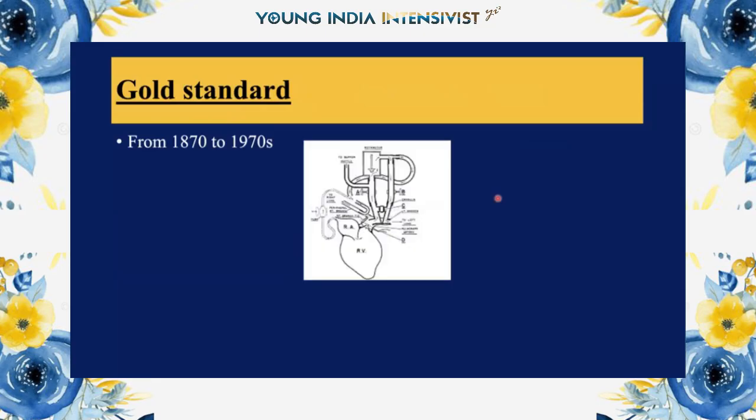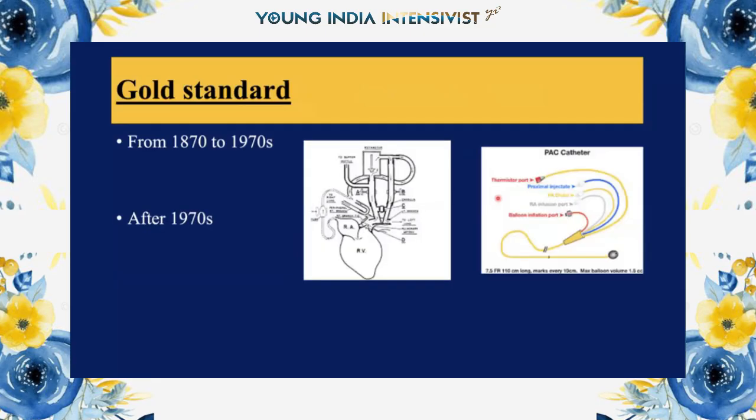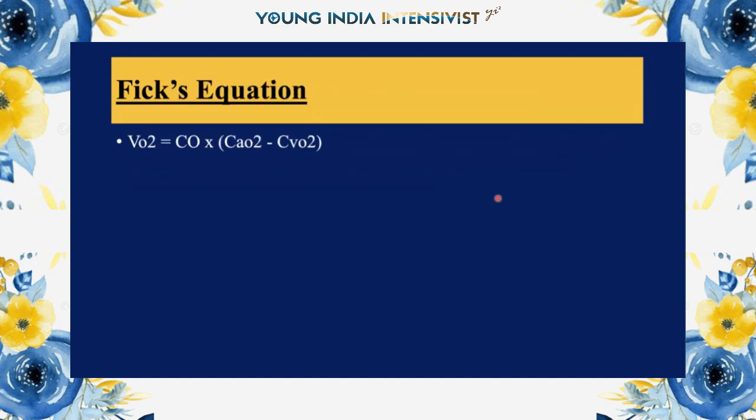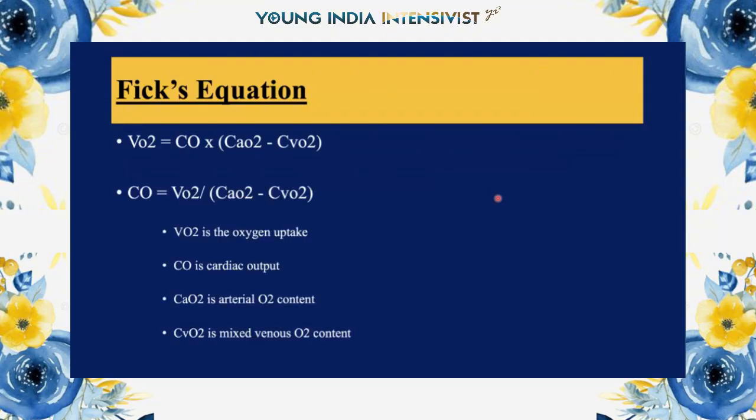Before the advent of the PA catheter, this Fick principle of cardiac output measurement was used as the gold standard. The total uptake or release of a substance by an organ is equal to the product of blood flow to the organ and the arteriovenous concentration difference of the substance. This is what the Fick principle is all about. Basically, the initial Fick principle is based on VO2: cardiac output is equal to VO2 divided by CaO2 minus CvO2. This is the cardiac output.